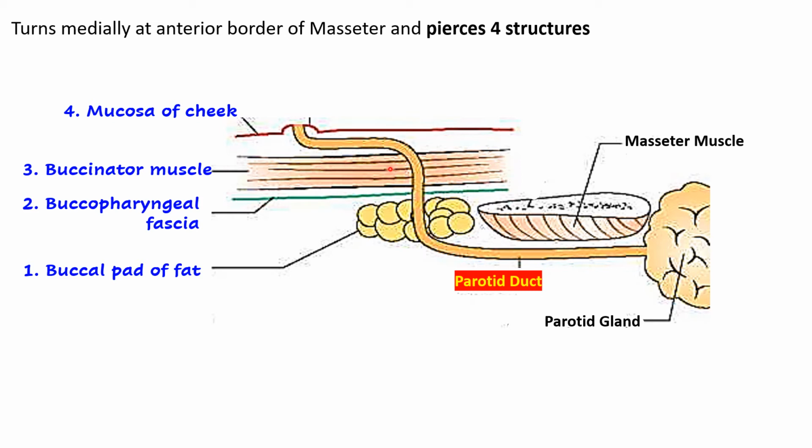And then after piercing the buccinator muscle, it is going to run a course in the submucosa and then pierces the mucosa of the cheek. So what are the structures that are pierced by the parotid duct? First is buccal pad of fat, second is buccopharyngeal fascia, third is buccinator muscle, and fourth is the mucosa of the cheek.